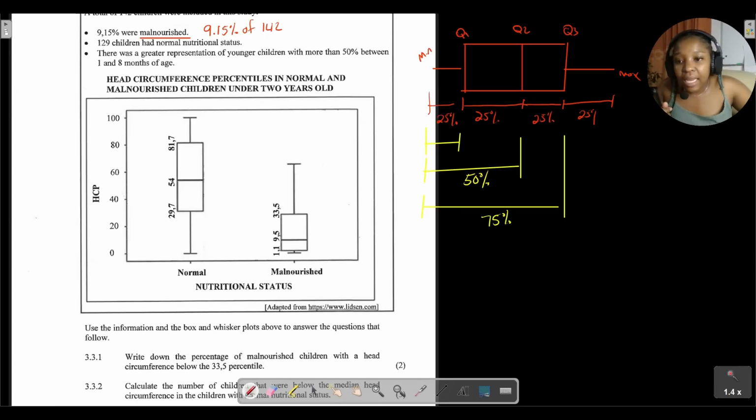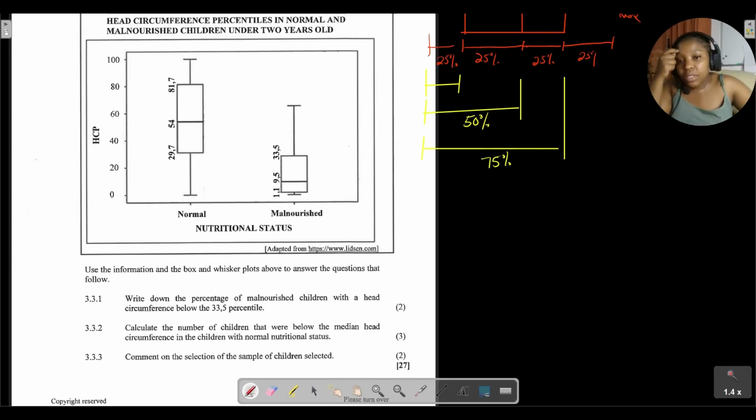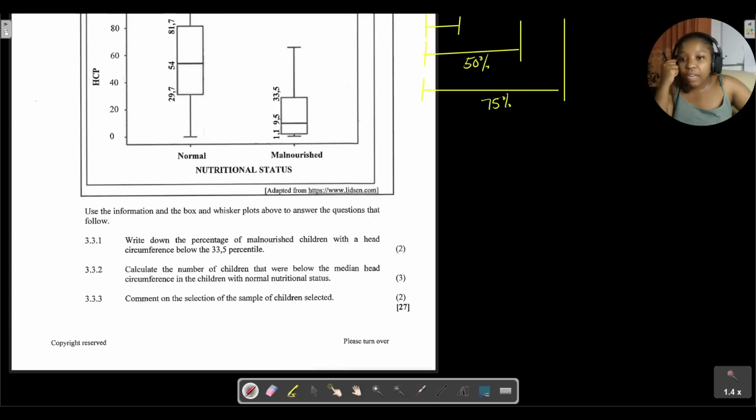Then it says use the information and the box and whisker diagrams above to answer the questions that follow. Question 3.3.1: write down the percentage of malnourished children with a head circumference that is below the 33.5 percentile. So here we want to determine the percentage of those malnourished children who have a head circumference that is below the 33.5 percentile.